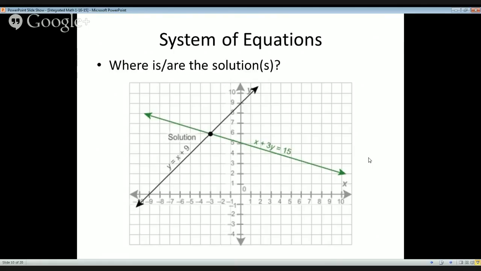One of the negatives about this is what would happen if the point where they intersected was not on the actual intersection of the grid lines. What if it was in the middle of one of those boxes? Would we be able to tell the exact answer if we needed an exact answer? So think about that as one of your cons or your negatives.